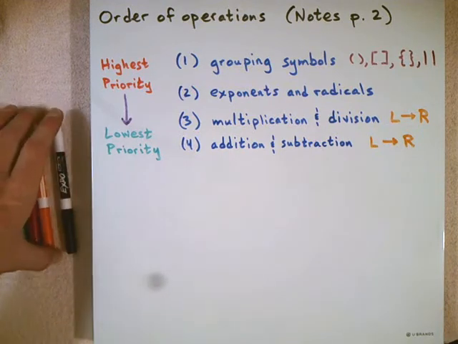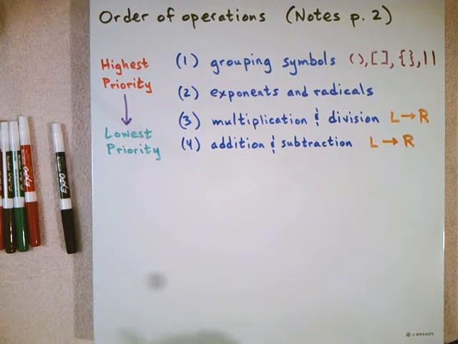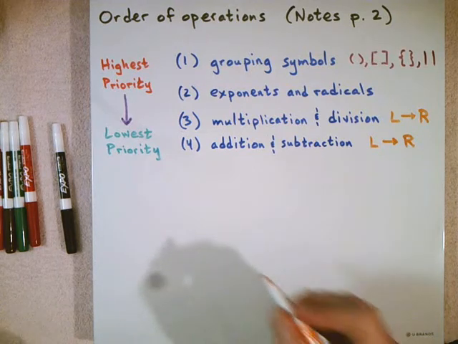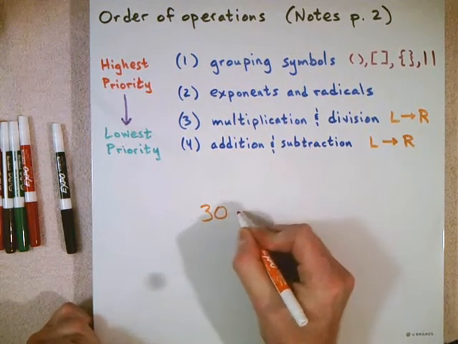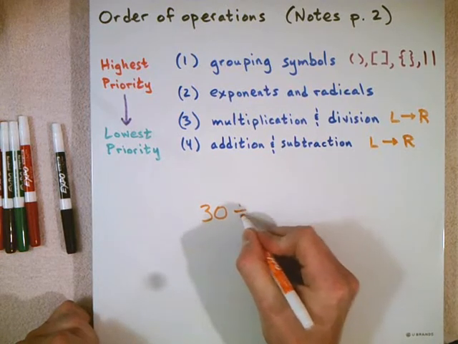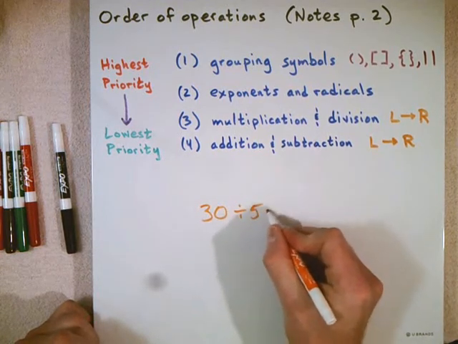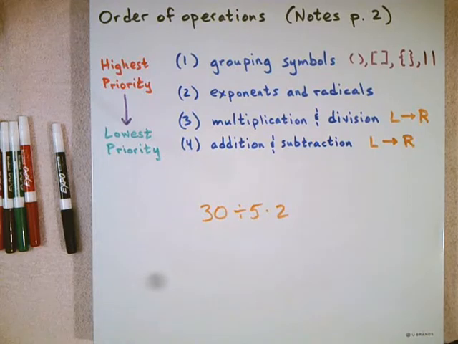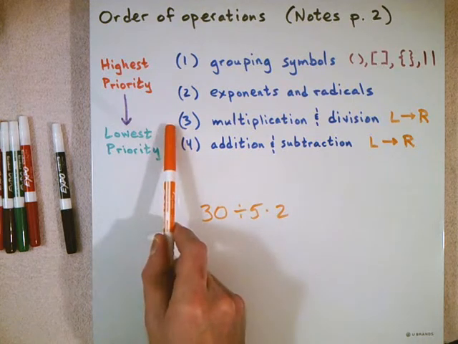What does that mean? Well, I'll give an example of that. Suppose we had a problem like this. 30 divided by 5 times 2. Not a real difficult problem, but it's important to understand how to work it correctly according to the order of operations. The issue here, of course, is that I'm dealing with division and multiplication, which are at the same priority level.